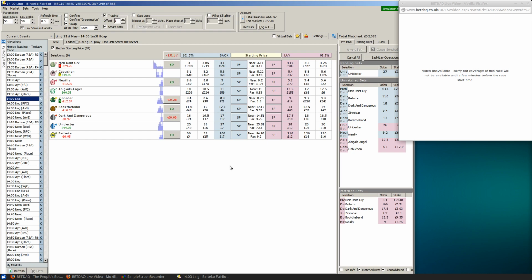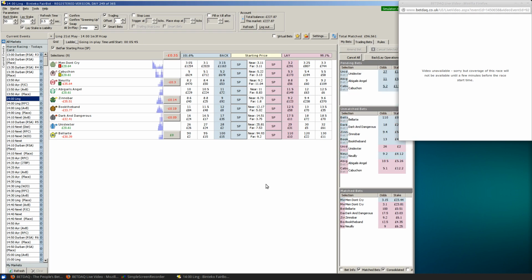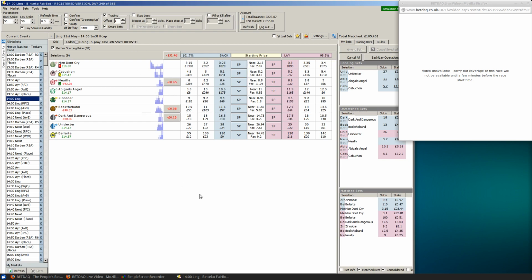Now as those bets are matched, the corresponding closing bet, in this case a closing back bet, is automatically put into the market. So you can see here we've actually got one that's been traded out. Men Don't Cry. There's another one just come in, Bell Art. And so you could sit here for the next 5 minutes or so until the race progresses to see if any of these are matched.